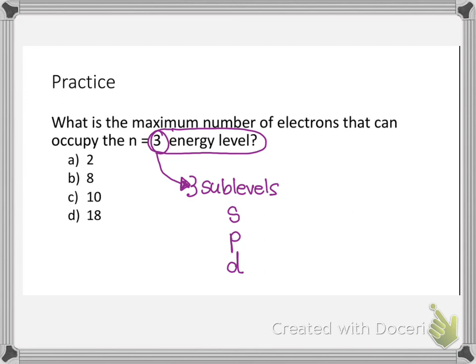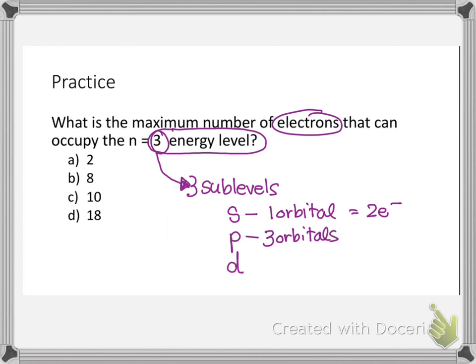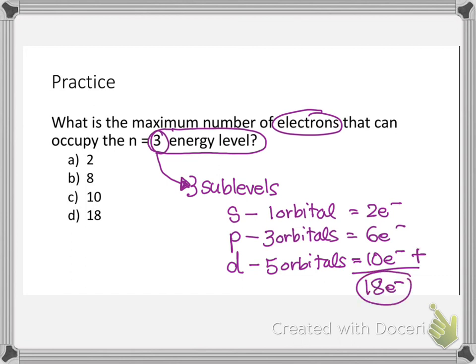The electrons are what's in the orbitals, so I have to figure out how many orbitals. S has 1 orbital. That is 2 electrons. P has 3 orbitals. That is 6 electrons, because each orbital holds 2. D has 5 orbitals. That is 10 electrons. If I add it together, I get 18 electrons. So the 3rd energy level can have 18 electrons.